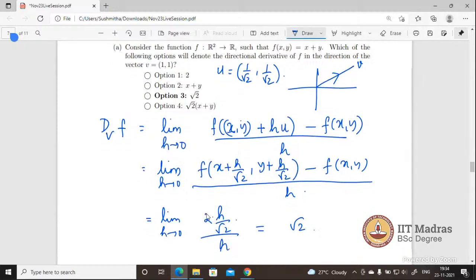So how will we say what this root 2 is? The rate of change of this function along this direction is root 2. It's a constant rate of change. That's why it doesn't change. Per unit movement of u, the function is changing by root 2. Along this direction, the rate of change of this function is root 2. And rate of change obviously will mean per unit movement.